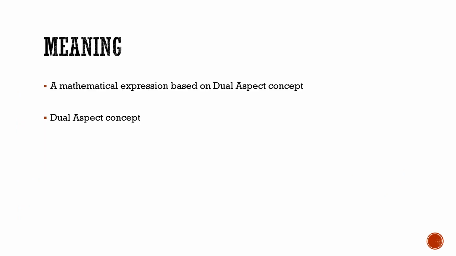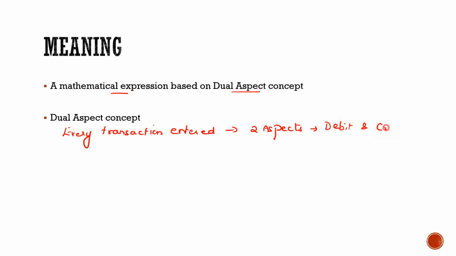Now, first let us understand the meaning of the term accounting equation. Accounting equation is just a mathematical expression, and this expression is based on dual aspect concept. So first you need to understand what is this dual aspect concept. Dual aspect concept is a concept where whatever is the transaction which is entered into by a business, it has two aspects. The two aspects that we're talking about here is debit and the credit.